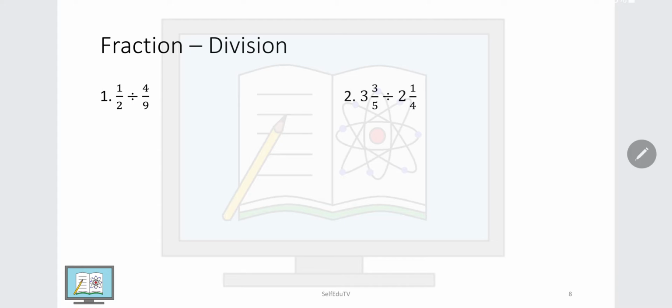How to perform division? So you change to multiplication, but when you change, you must flip this. You interchange the denominator and numerator. Just flip the fraction and then you carry out the multiplication as usual. You may want to try the second one on your own.